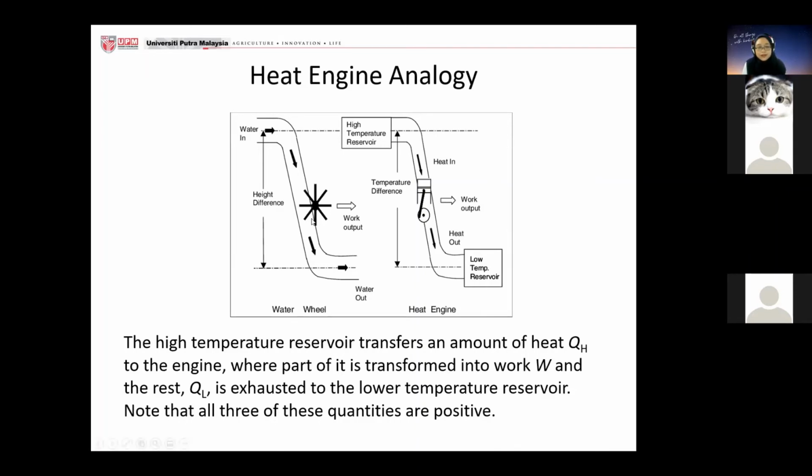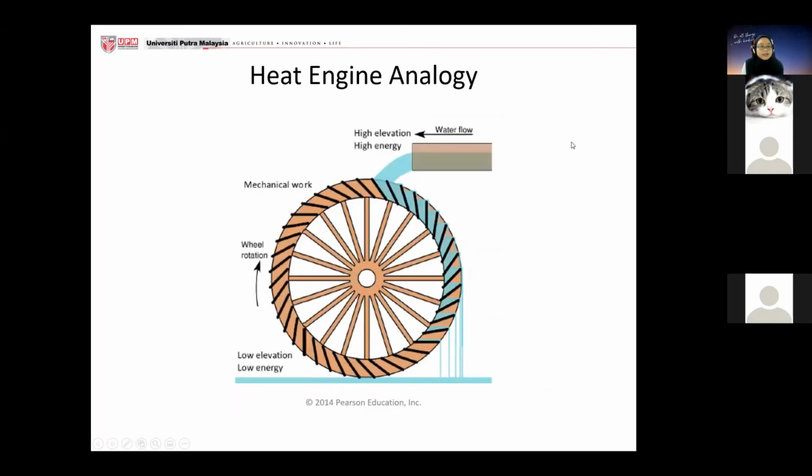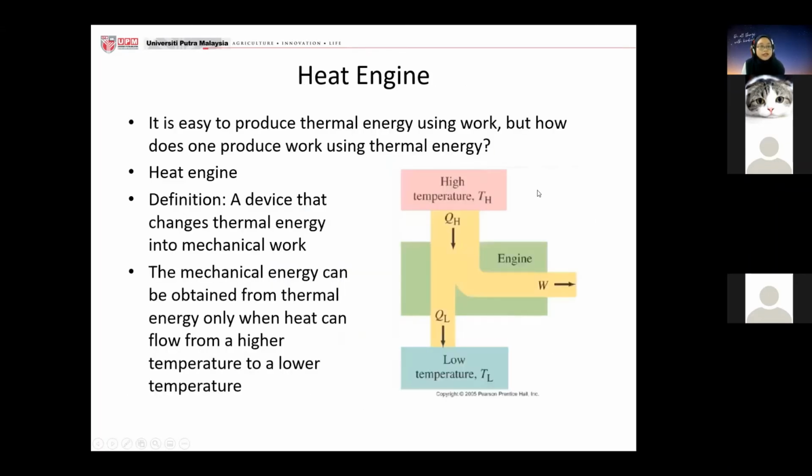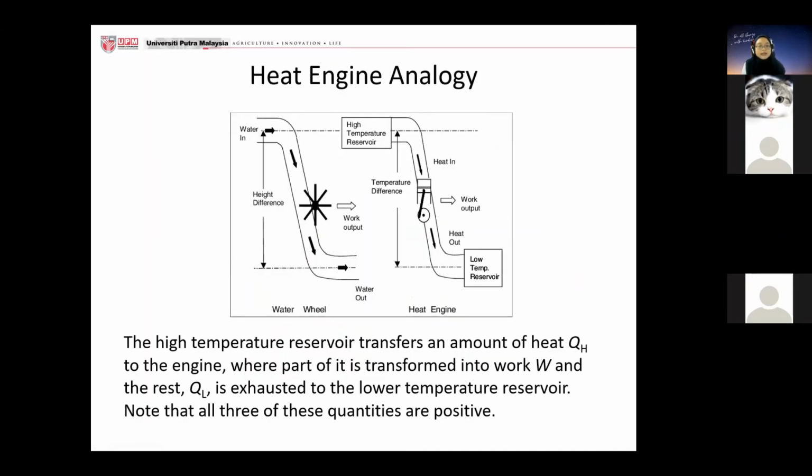So the high temperature reservoir transfers an amount of heat QH to the engine, where part of it is transformed into work, and the remaining goes to the low temperature reservoir as QL, right? So it's very similar to this one before, in this form, and you can look at that for the heat engine in particular.